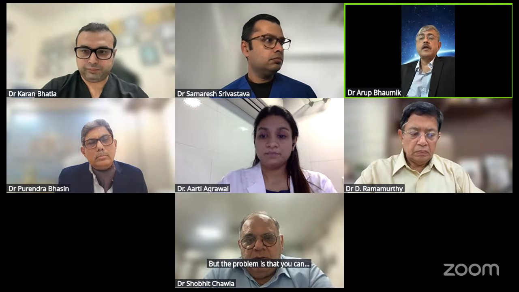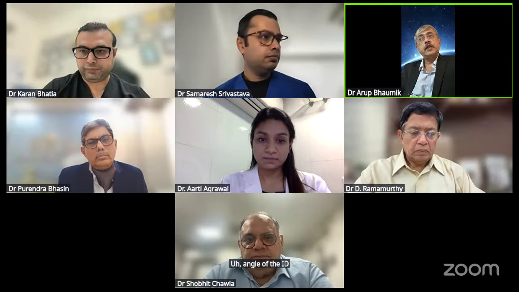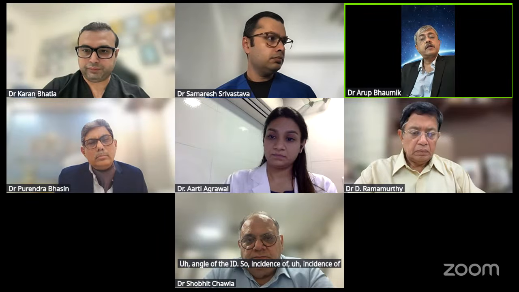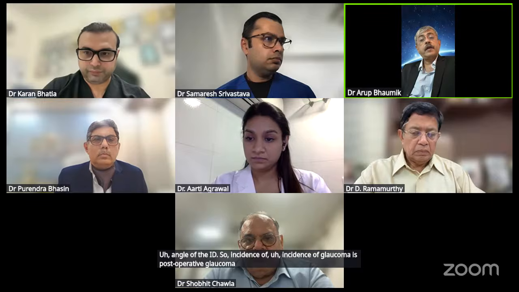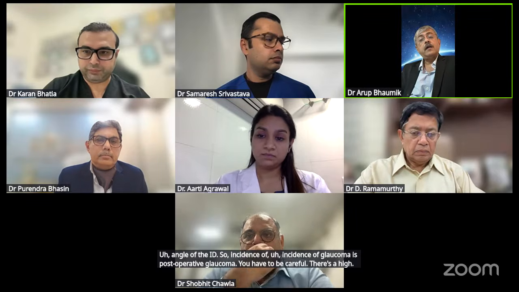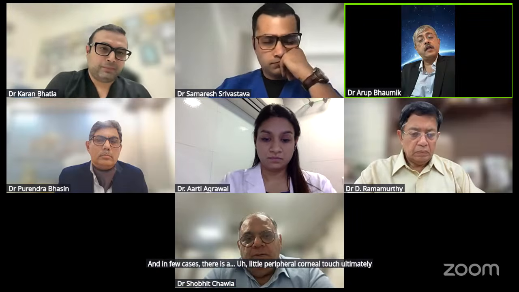And you have to fix the base of the iris in the sclera. It's like you fix your CONE segment or CTS segment. You have to take multiple bites. But the problem is that with these multiple fixation points you can damage the angle of the iris. So the incidence of postoperative glaucoma is there. You have to be careful. In a few cases there is a little bit of peripheral corneal touch, which ultimately leads to corneal decompensation.